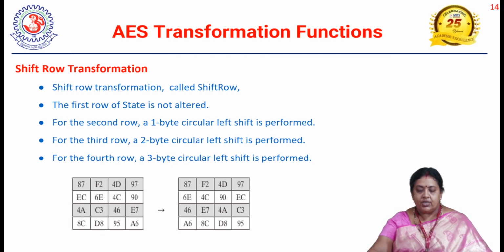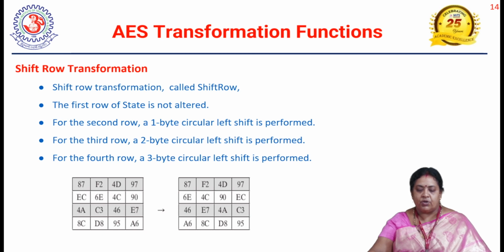Then what happens for the third row? We have to perform a 2 byte circular left shift. And for the fourth row, we have to perform a 3 byte circular left shift. That is what we are going to do: we are going to shift, left shift.